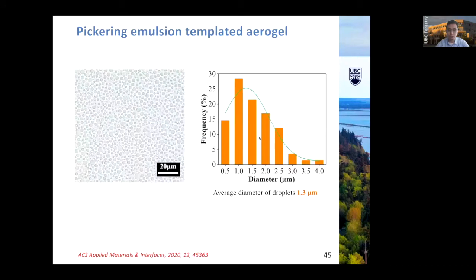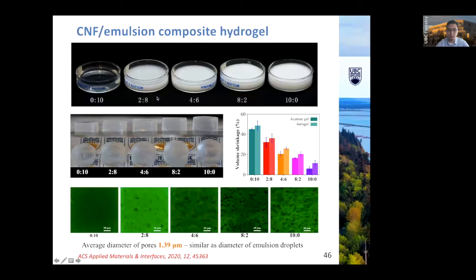We use an oil-in-water Pickering emulsion. For example, here we use hexadecane oil in water, with a particle size of about 1.3 micrometers. After we got the emulsion, we can mix it with different ratios of the cellulose nanofiber suspension. This is without emulsion, so it's transparent. And this is with different contents of emulsion: 2%, 20%, 40%, and up to 100%. It shows a milky white structure because of light scattering.